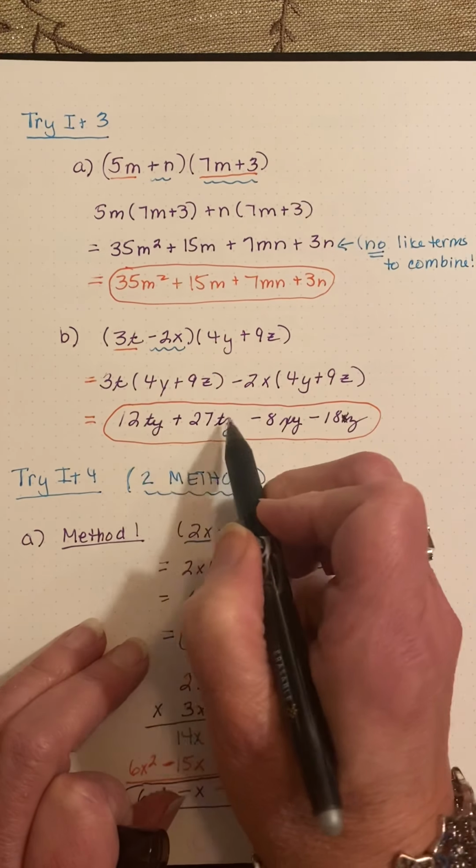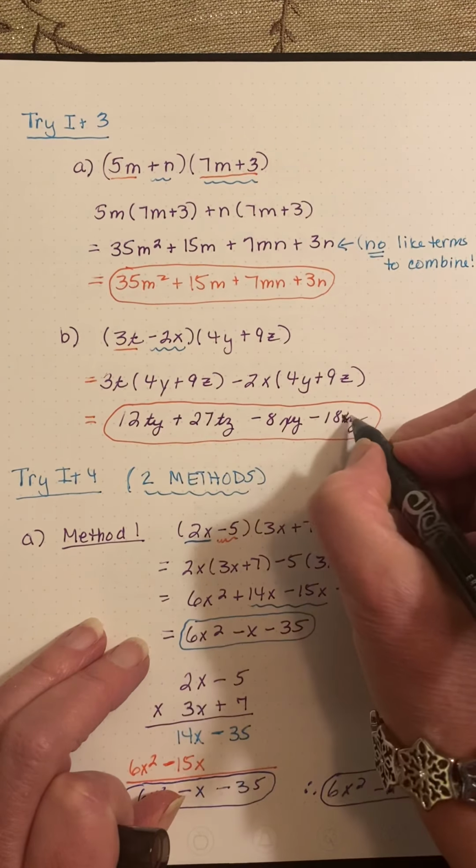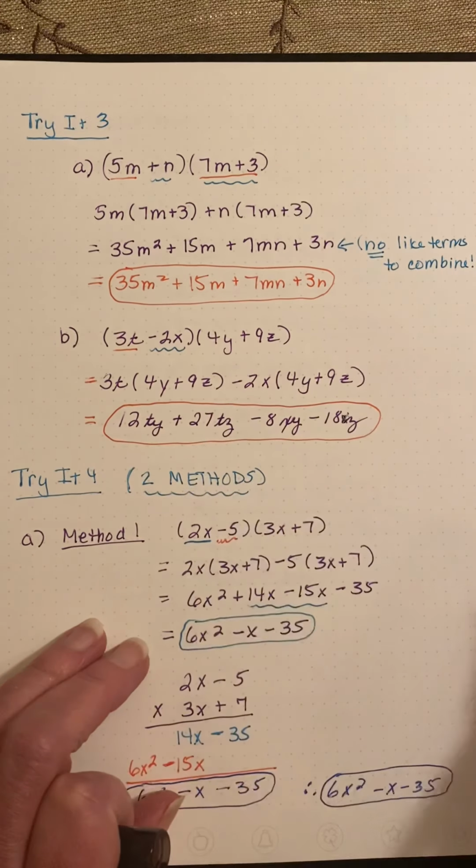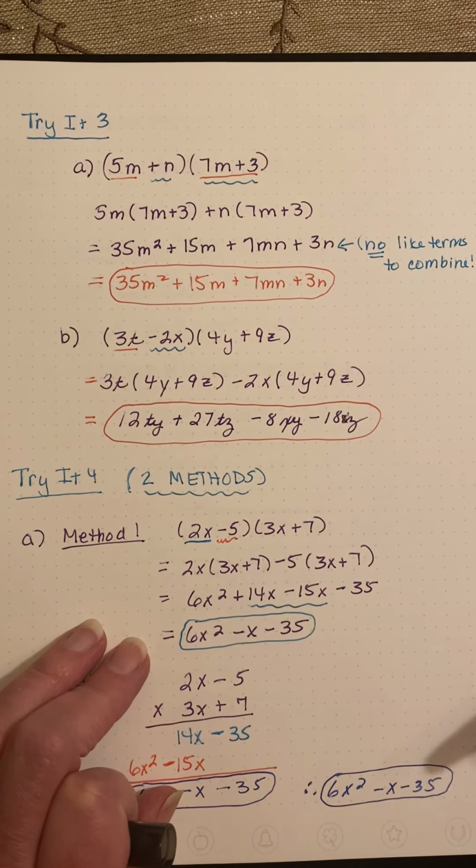xz. So I got a ty, a tz, an xy, and an xz. So again, I have no like terms. So there I have it.